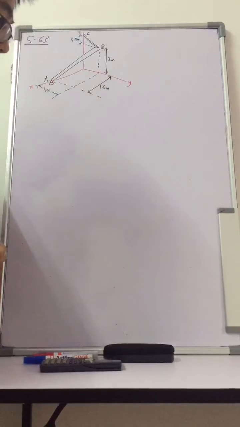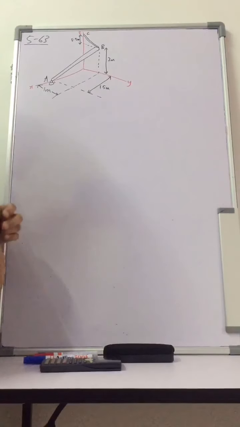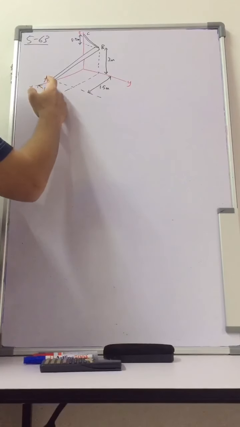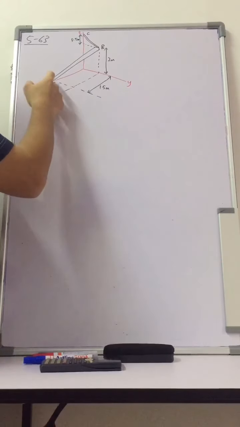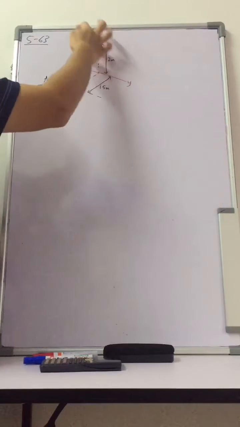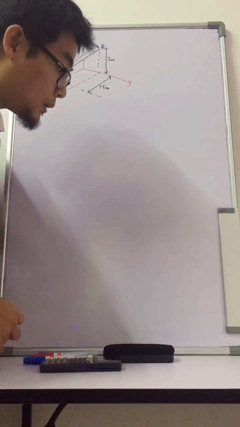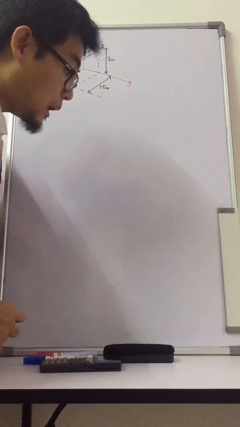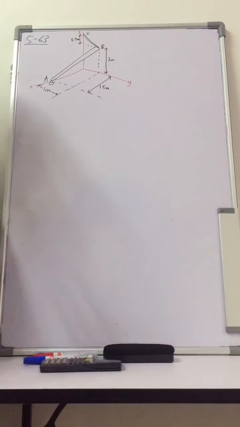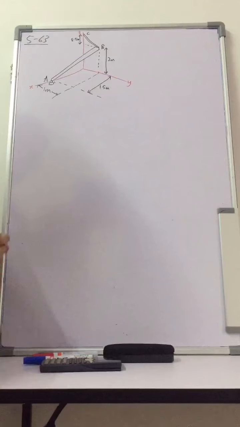The question asks to determine the components of reactions at A. That's the reason why the question asks for components, which means that because this is a ball and socket, you need to have AX, AY, and AZ. And the tension in the cable, which is BC, and also the normal reaction at B, which is from the wall, right? And when we say that it's a smooth bar, there is no friction, right?